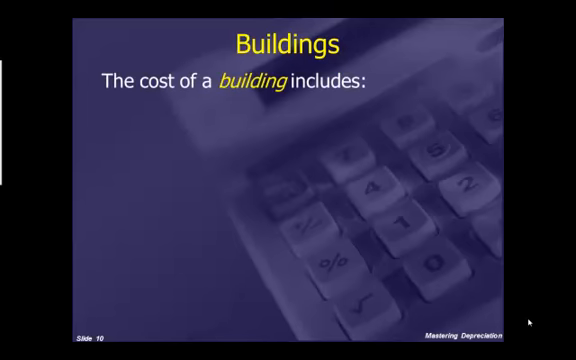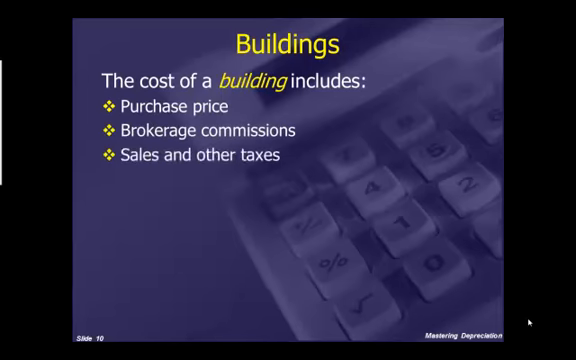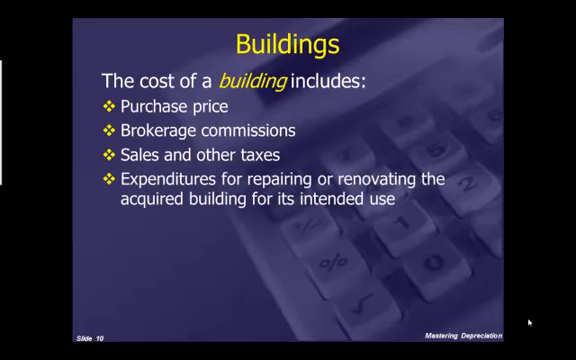The cost of a building includes the purchase price, brokerage commissions, sales and other taxes, and expenditures for repairing or renovating the acquired building for its intended use. So if we purchase an existing building and we go in and we take out walls, or we renovate it to put in a new kitchen, those are going to be added to the cost of the building.